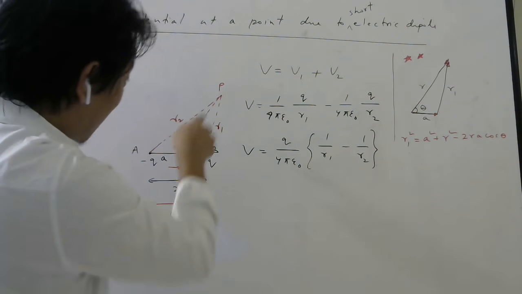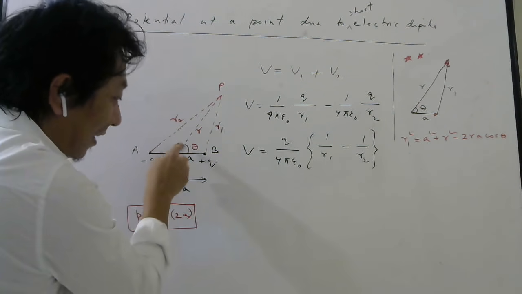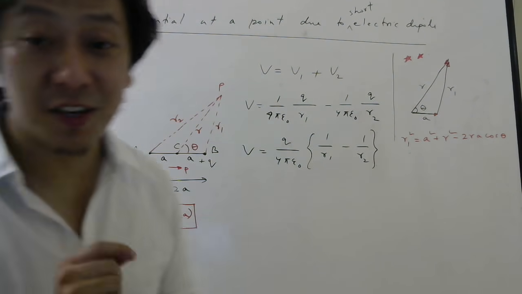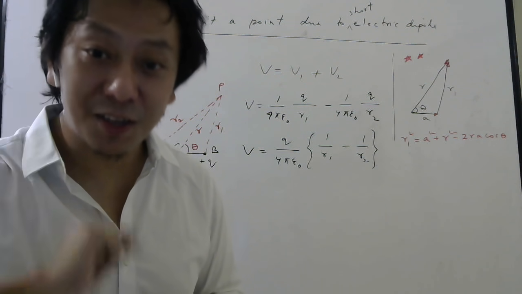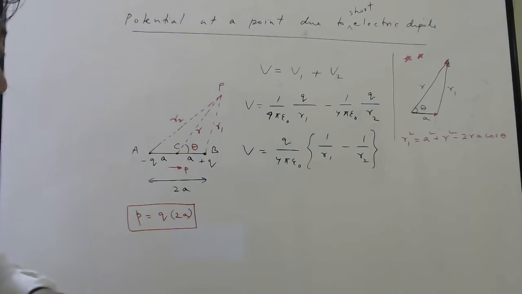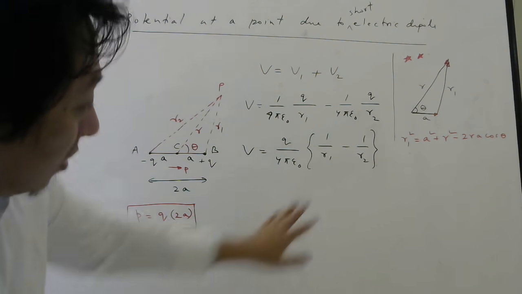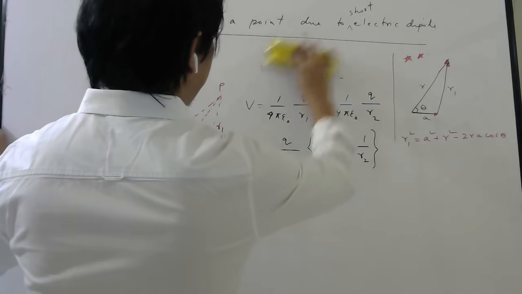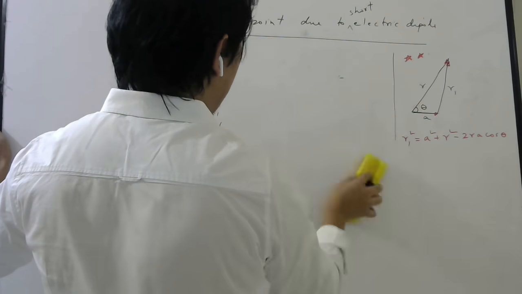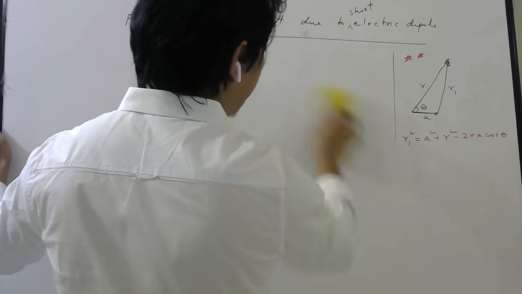But I want it in terms of this distance and this angle. I want the formula for potential in terms of distance from the center of the dipole. Okay, students, so let us see how to do that. So remember this formula, call this equation 1 or something. So remember, we need to find 1 by R1 and 1 by R2.